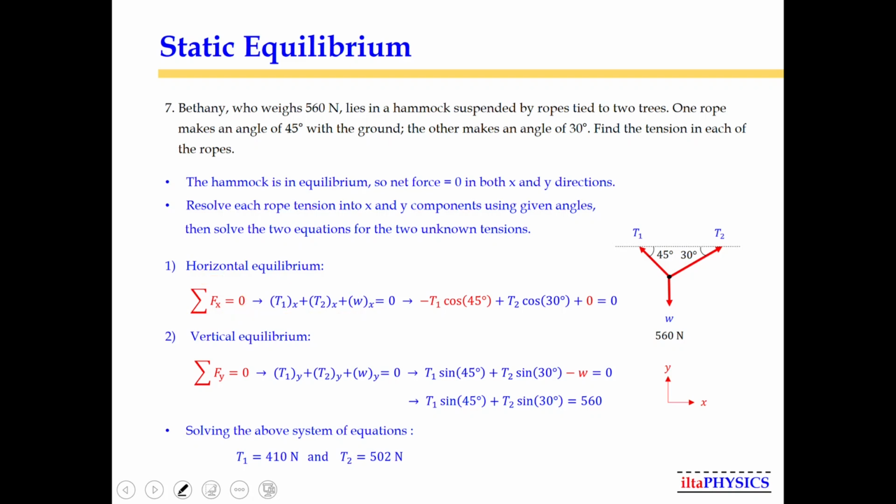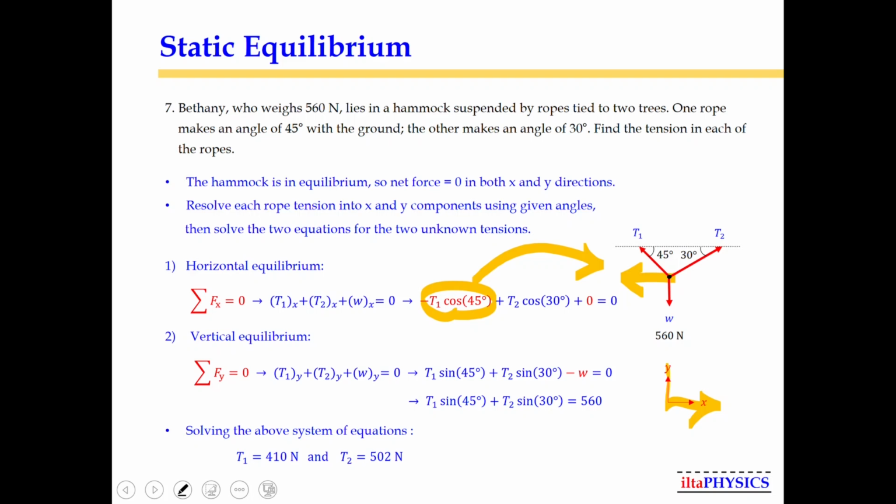Since tension T1 is acting toward the upper left, its horizontal component is minus T1 times cosine 45 degrees. It is very important to realize that this value is negative. Based on our coordinate system, right is positive. Since T1 acts to the left, it takes a negative value.